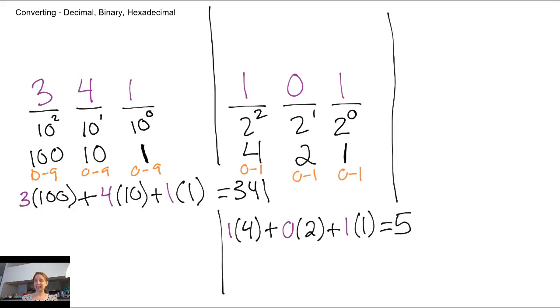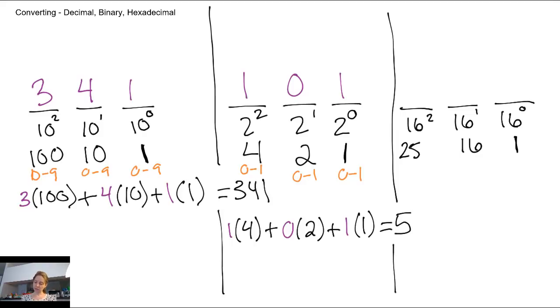And finally, we have a hexadecimal number system. Hexadecimal is base 16. So it's 16 to the 0, 16 to the first, 16 squared, and so on. Which means this is the ones place, this is the 16s place, this is the 256 place. That means we need to represent 16 digits in each place value. We need to represent the digits 0 through 15.